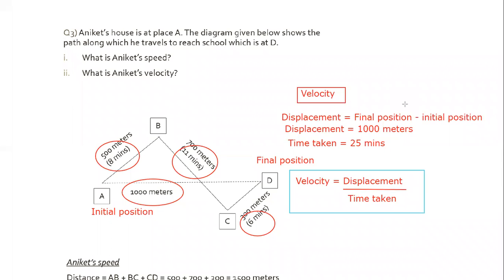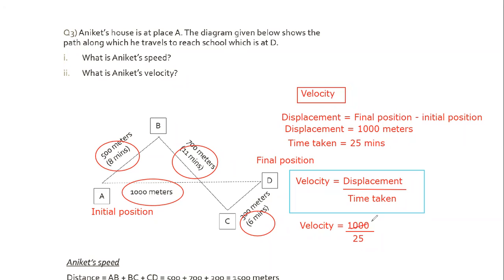After we have written the formula of velocity, we will put the values of displacement and time in the formula. Displacement is 1000, time is 25, so we will write 1000 and 25 in the formula. So velocity is equal to 1000 divided by 25.